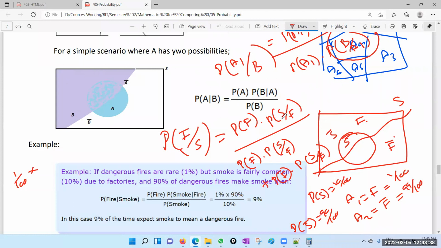Smoke given fire. The question is, if the dangerous fires are rare, that is correct. Fire is 1%, not fire is 99%. But smoke is fairly common, 10%. What is the probability of fire given smoke?